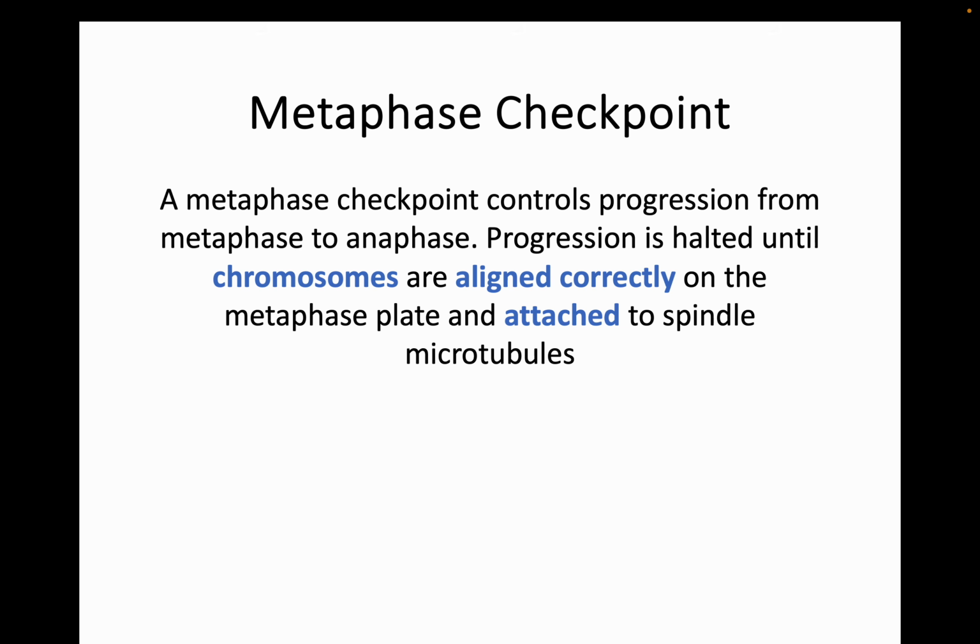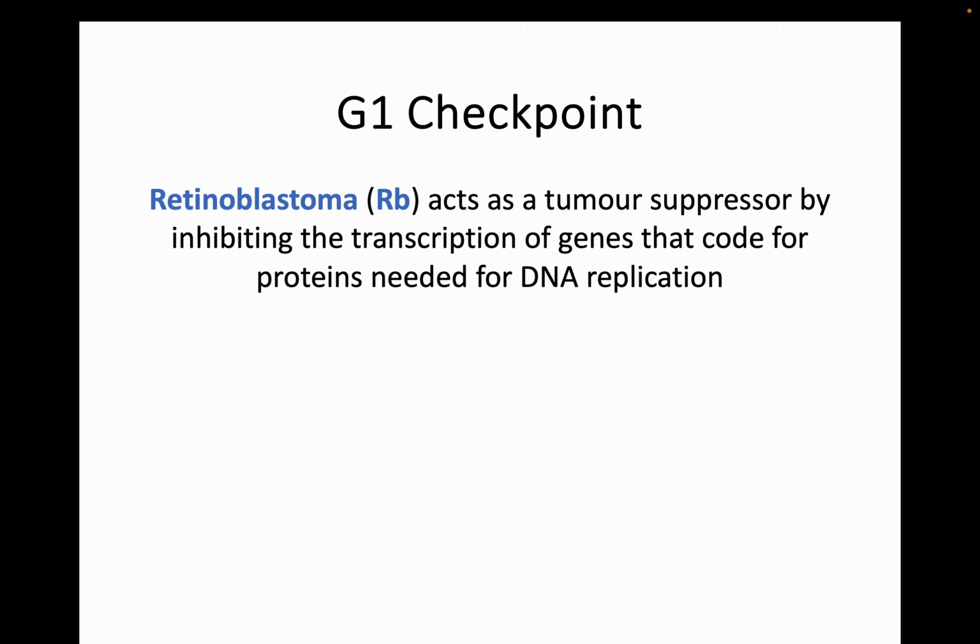So at metaphase, if you remember where metaphase is in the cell cycle, this is going to control the progression from metaphase further on to anaphase. So remember, we start with a prophase, we then have metaphase, and then before we get to anaphase, we have that metaphase checkpoint. The progression is then halted, as it always is, until those chromosomes are lined up correctly on the metaphase plate. So remember, lined up at the equator, you have all the chromosomes in a nice line, and then they're going to be attached to spindle microtubules before they get pulled across in the process of anaphase.